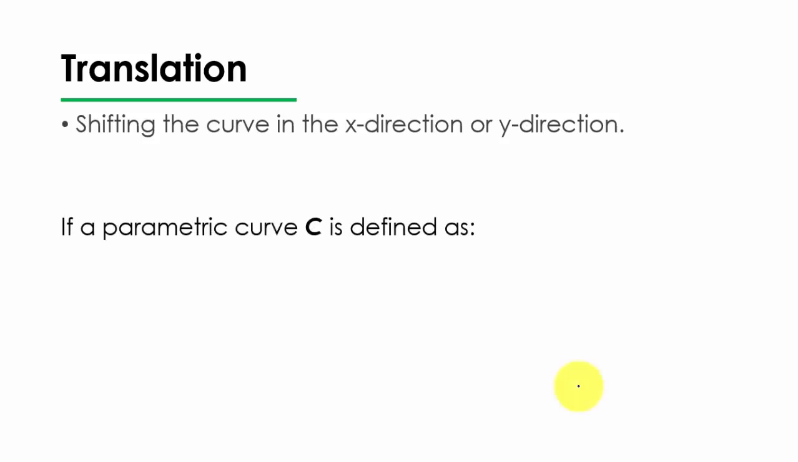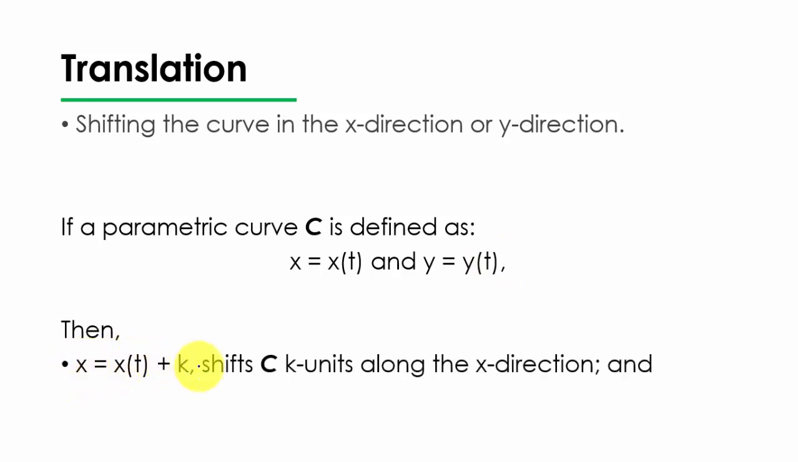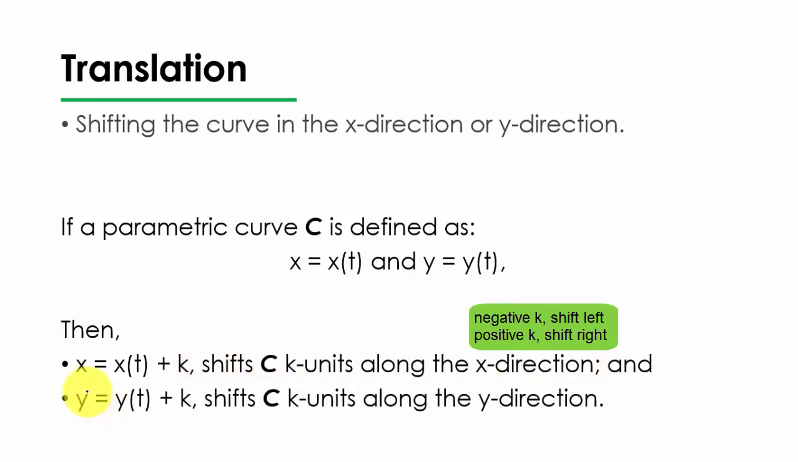So if we have a parametric curve defined by this set of equations over here, then if I add a constant k to the equation of x, it will shift my curve k units along the x direction. Or if I add a constant k to the equation of y, it will shift my curve k units along the y direction.